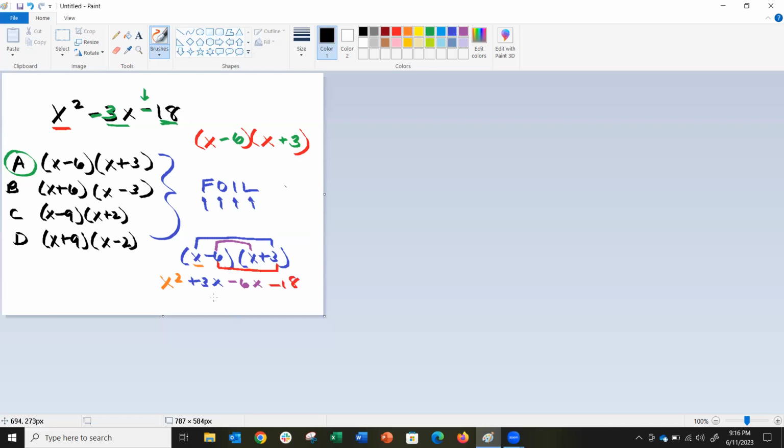When you combine your like terms here, you get x squared, 3x minus 6x is negative 3x, and then minus 18. Notice that is the quadratic we started with, so that means these have to be the factors of that quadratic. If you got something different, then you would say the answer is not A, and you'd move on and multiply those binomials out also. That's up to you, whichever way you want to do it. Do you want to factor it, or do you just want to multiply them out and see which two give you the quadratic? Okay, let's look at the second one you sent me.